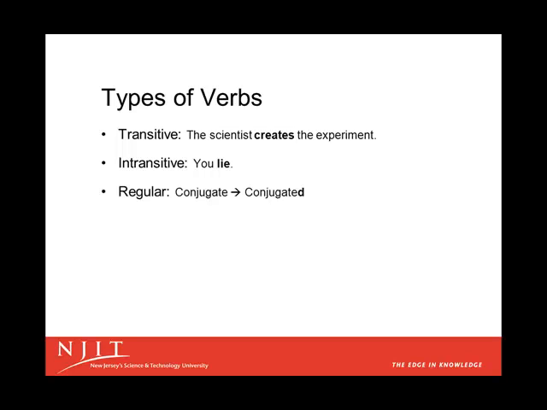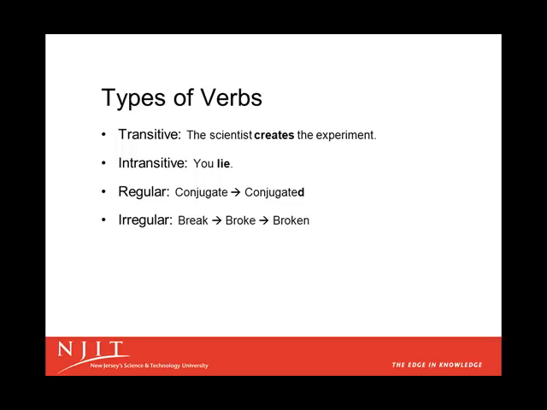Regular and irregular verbs are defined through conjugation. A verb is conjugated when it changes form to reflect mood, voice, tense, person, or number. A regular verb is conjugated by simply adding ed or d to the stem form to get the past tense or past participle. For example, conjugate becomes conjugated and is therefore a regular verb.